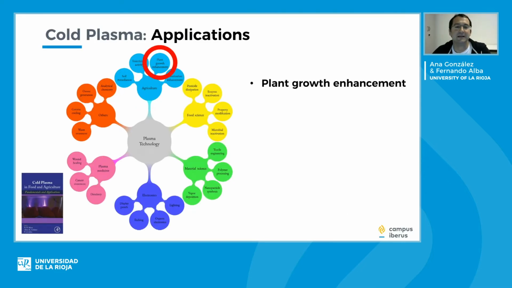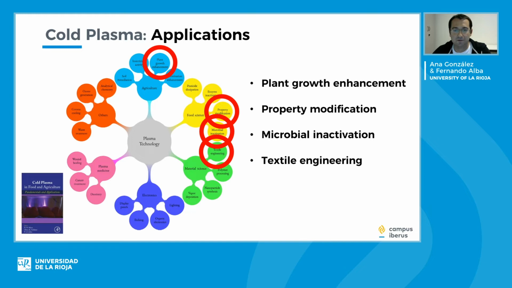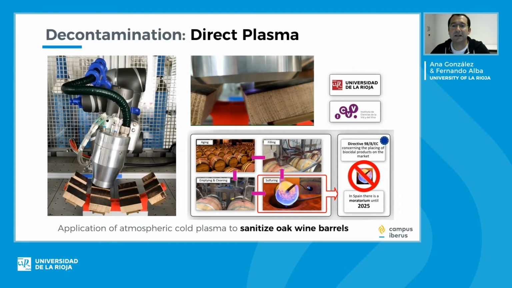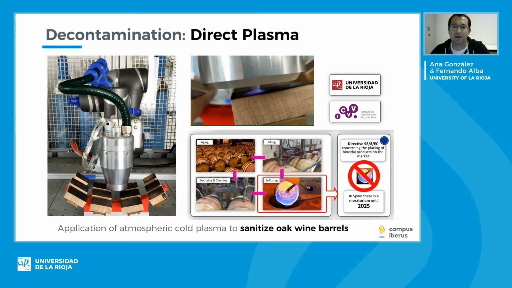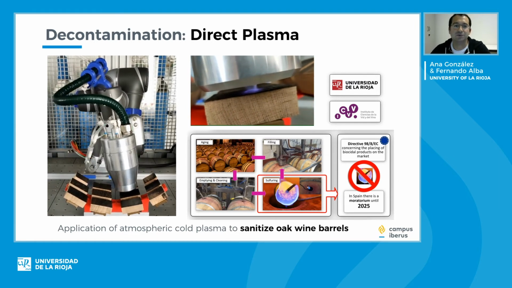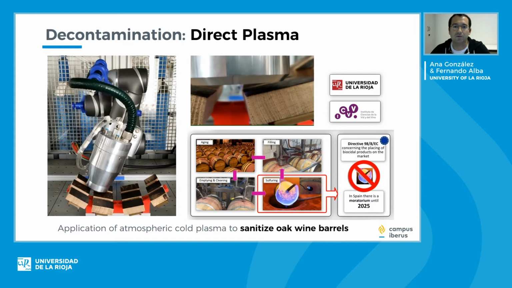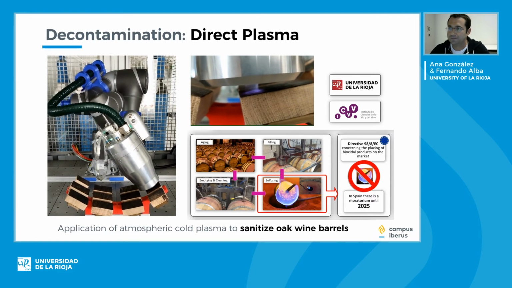Cold plasma has a lot of application in agriculture, food industry, and cancer treatment. We use direct plasma to sanitize oak wine barrels. In this case, we obtained the complete removal of Brettanomyces from wood.